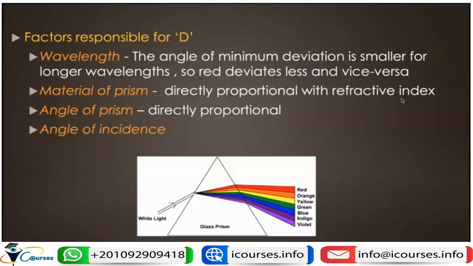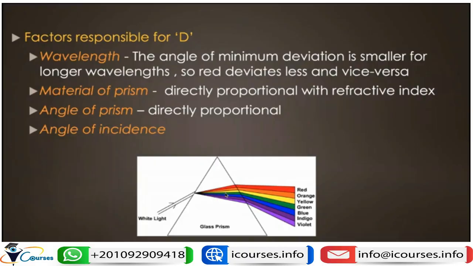As I told you, the factors are always important. So what are the factors that are responsible for the angle of deviation? First of all, we said when we were talking about dispersion that the wavelength is important because the angle of minimum deviation is smaller for longer wavelength. So we said that the red light is deviated by a smaller angle than the blue light. This is because the red light has longer wavelength and smaller energy, and the blue light has a shorter wavelength and higher energy. So the longer the wavelength, the less the angle of deviation.